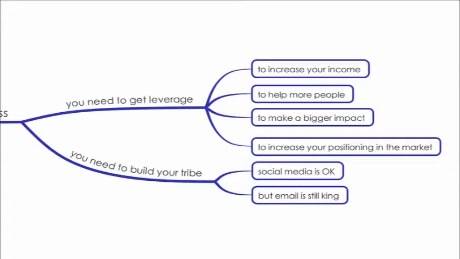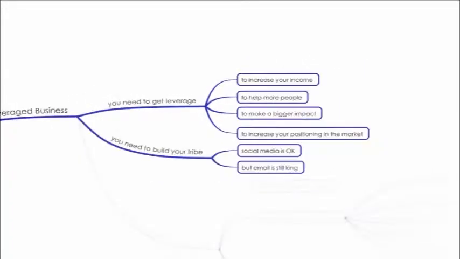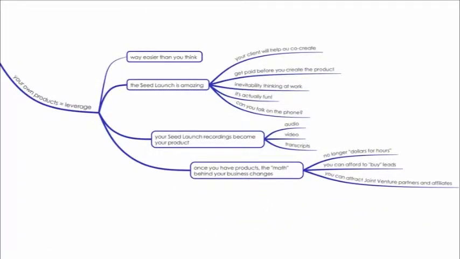Very important that you build your tribe, and basically the way to do that is you create a product. The way you get leverage, the way you build your tribe, is with your own products. Building your products is easier than you think. The seed launch is amazing for that. I went deep into that in video 2. If you haven't watched video 2, it's absolutely required viewing. It's required homework. So I'm not going to go deep into that, but that's how you create the product. And once you start creating your products, it changes the math in your business. All of a sudden, you're not dependent on just working more hours to make more money or working more hours to help more people.